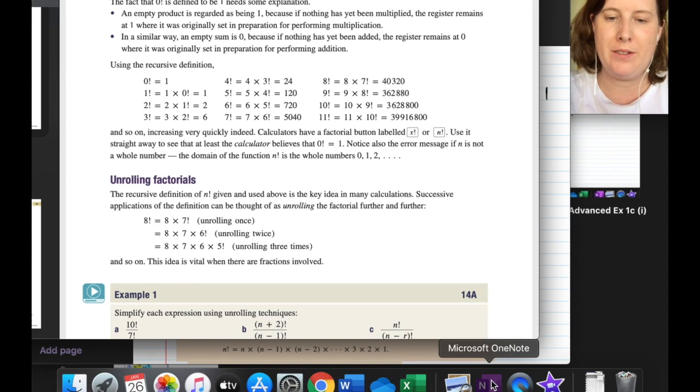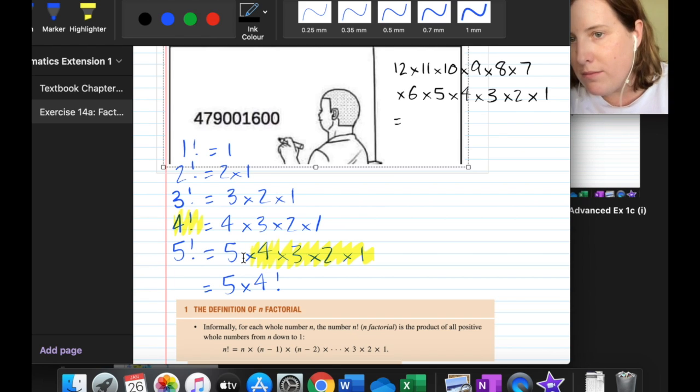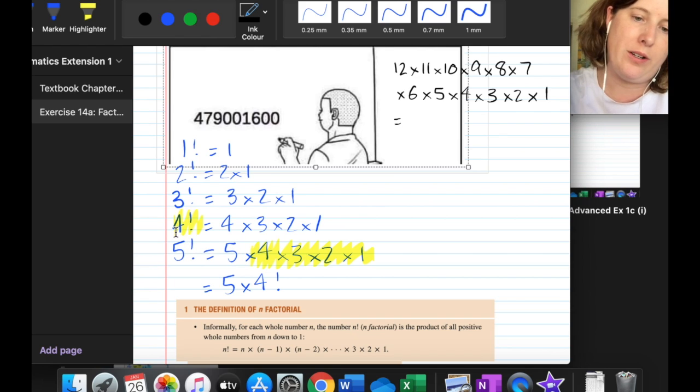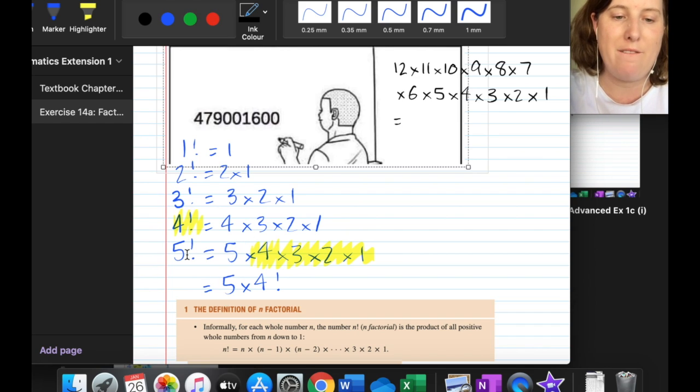Rolling factorials is where we do what we did before. See how we had 5 factorial equals 5 times 4 times 3 times 2 times 1? And see how we had 4 factorial is 4 times 3 times 2 times 1? Then what we can actually do is write 5 factorial as 5 times 4 factorial.